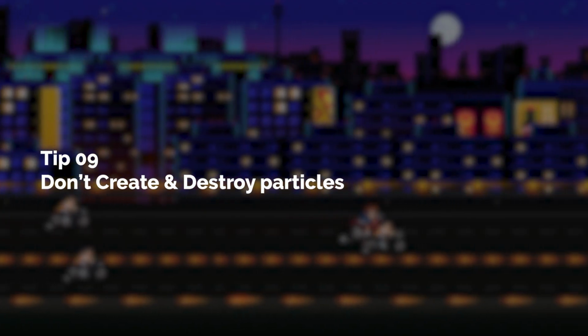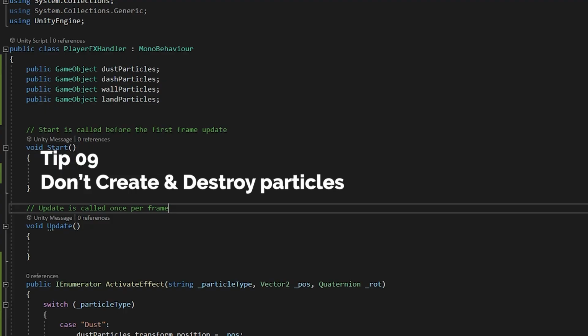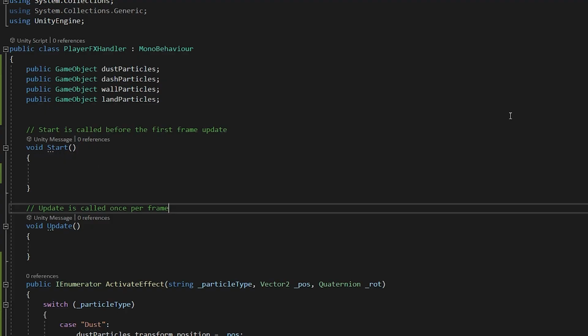Instead of creating and destroying particle effects, activate and deactivate them. Suppose there is a dust or muzzle effect which you land or shoot. So instead of creating it and destroying it every time, just disable it. It will not overload your garbage collector.